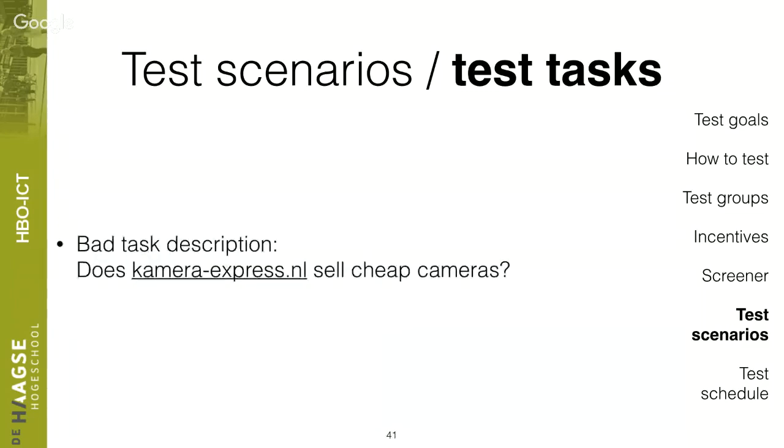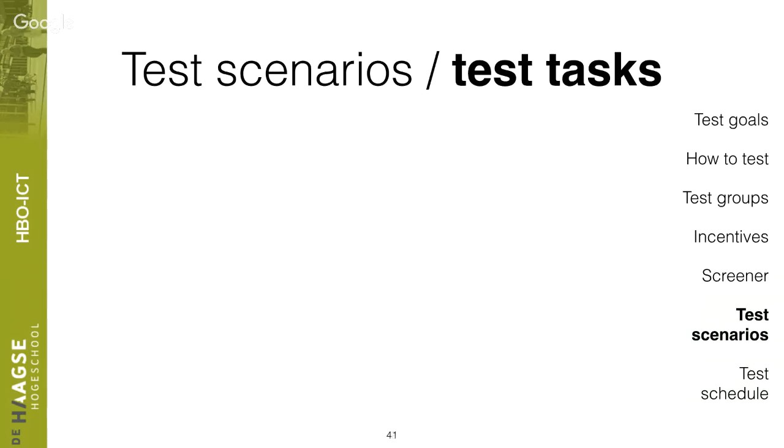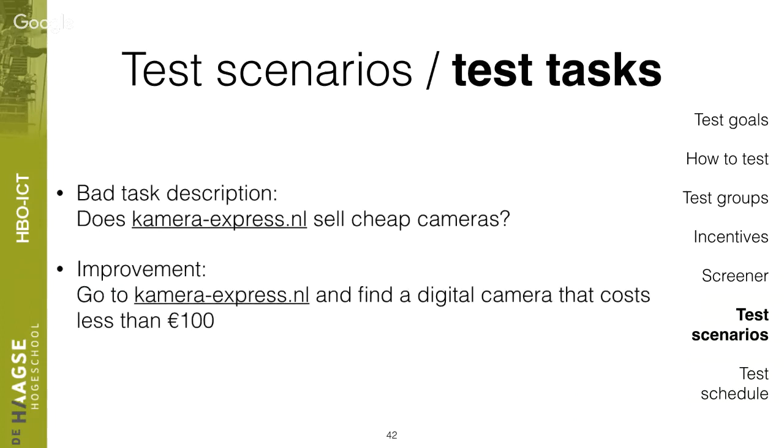So does Camera Express sell cheap cameras? Yeah, not clear enough. Exactly. What's a cheap camera, right? So, go to Camera Express and find digital cameras that cost less than 100 euros.